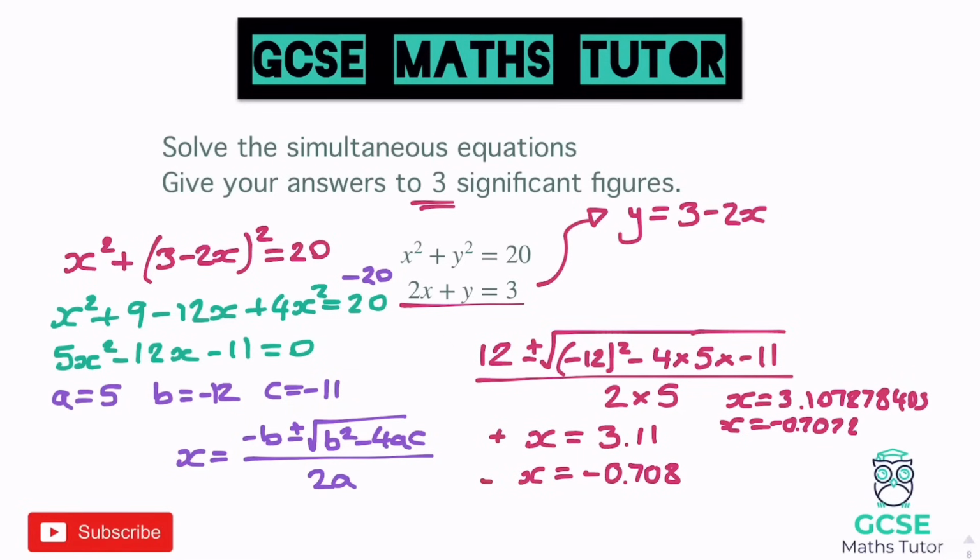If I write down the full one over here, we get negative 0.70787884028, if I can fit that in, there we go. Right, so obviously I've just rounded it to my 3 significant figures there.